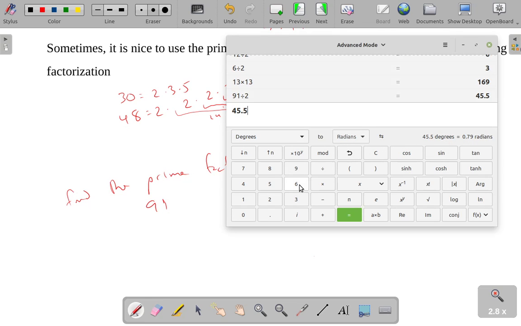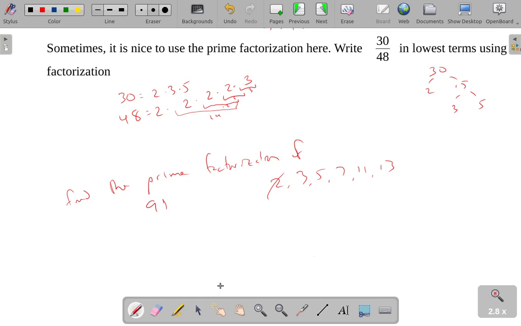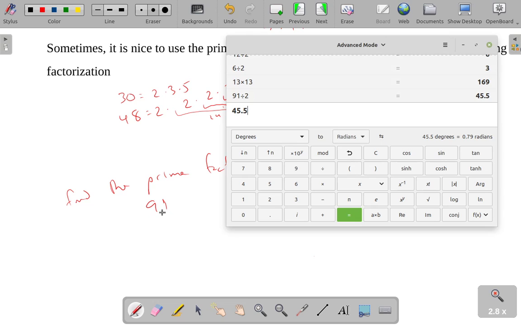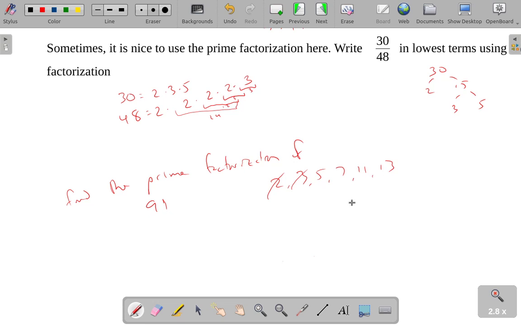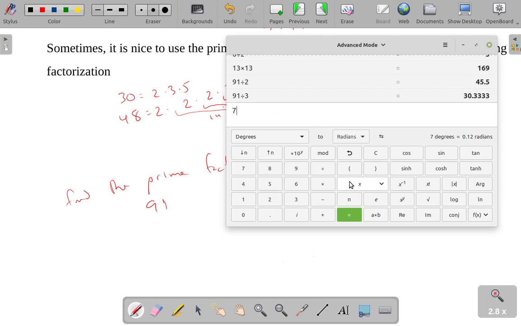Try and divide it by 3. Well, I can tell using my divisibility test that this isn't divisible by 3. 9 plus 1 is 10, and that's not divisible by 3. But also I could plug it in. You can see that's not divisible by 3. It's not divisible by 5 because it doesn't end in a 0 or a 5. It might be divisible by 7, though. Let's go 91 divided by 7.